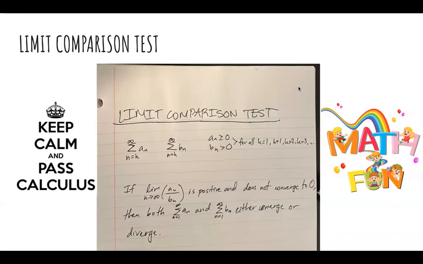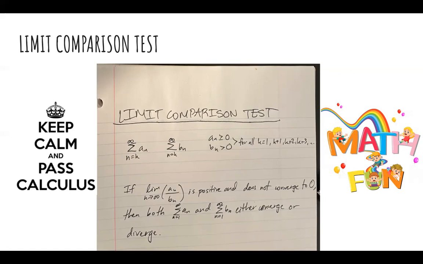So when talking about the limit comparison test, we first want to just put down two infinite series. The first one being the sum from n equals k to infinity of a sub n, and the second being the sum from n equals k to infinity of b sub n. So a sub n is greater than or equal to 0, and b sub n is greater than 0 for all k values that are equal to 1, or k plus 1, k plus 2, k plus 3, and so on. And then this is the rule for the limit comparison test.